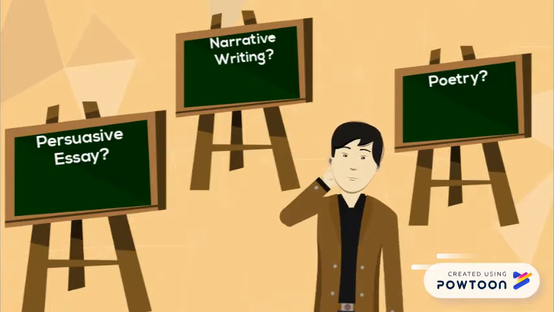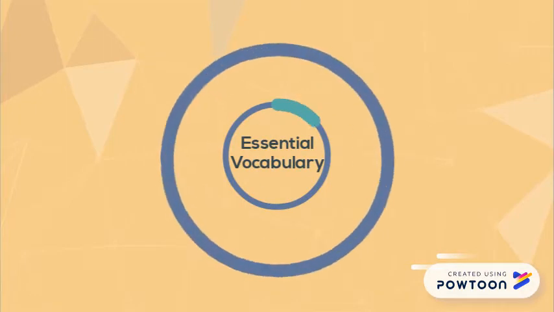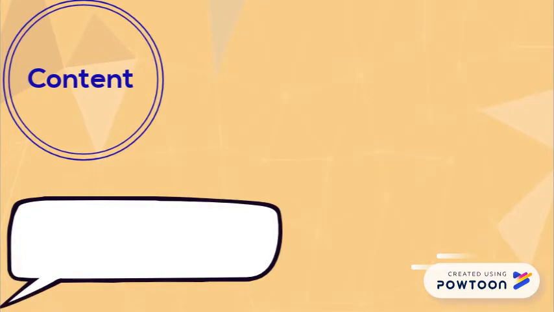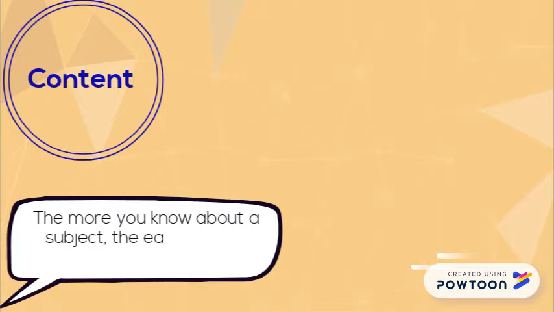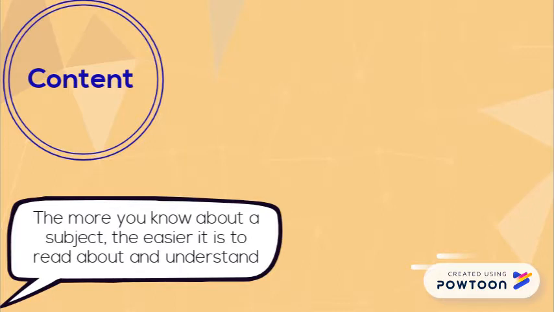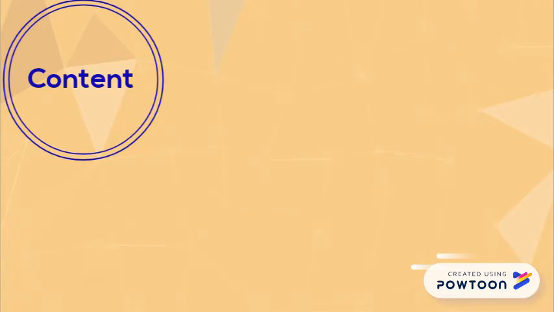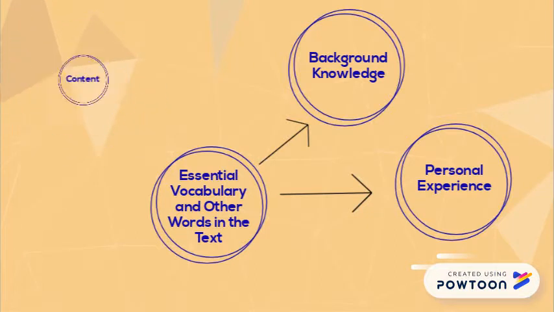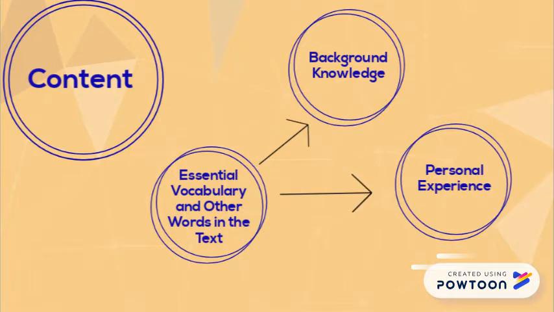Having an understanding of essential vocabulary also needs to be learnt in context. In other words, you have to relate the vocab to the content. As Newman states, the more you know about a subject, the easier it is to read about it and understand it. Explicitly teaching content and building background knowledge is an essential part of students having a thorough understanding of the language used. The key strategy here is making connections between the essential vocabulary and other words in the text, with students' background knowledge and personal experience.